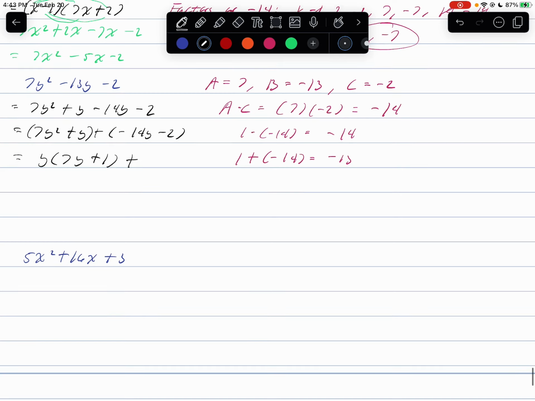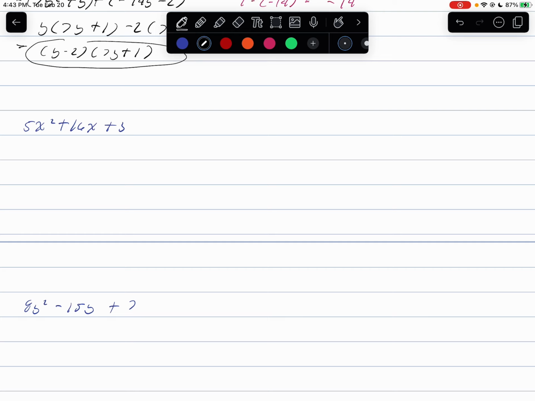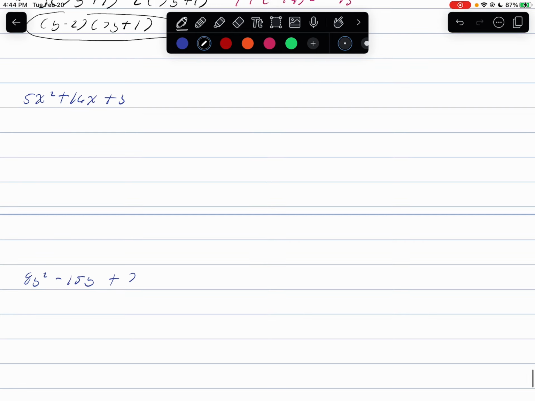Okay, let's look at this one. Here we have 5x squared plus 16x plus 3. Here we're going to do our AC method again. So here A is equal to 5, B is equal to 16, and C is equal to 3. So A times C is equal to 5 times 3, which is 15. So we're looking for numbers that multiply together to give us 15 and add together to give us 16.